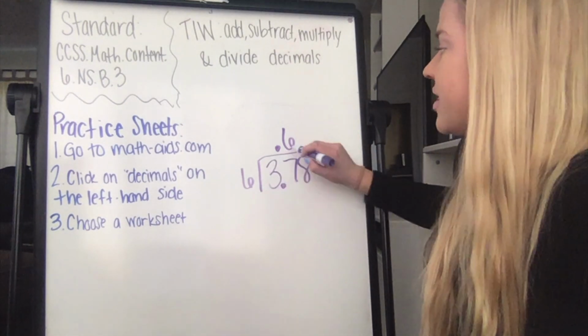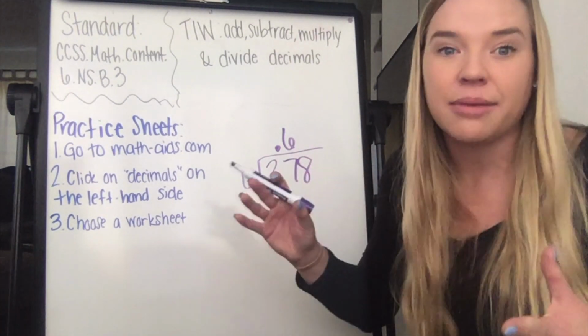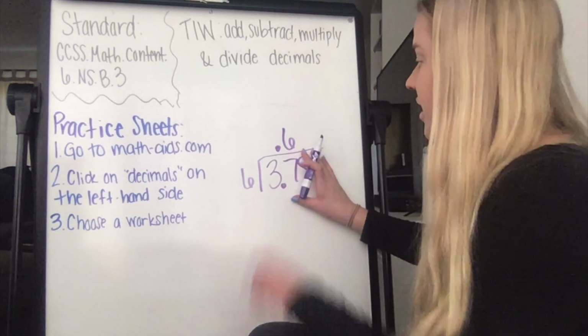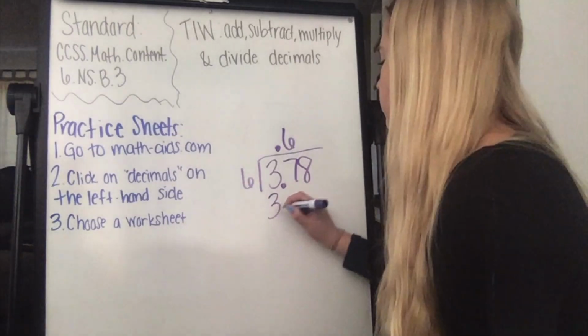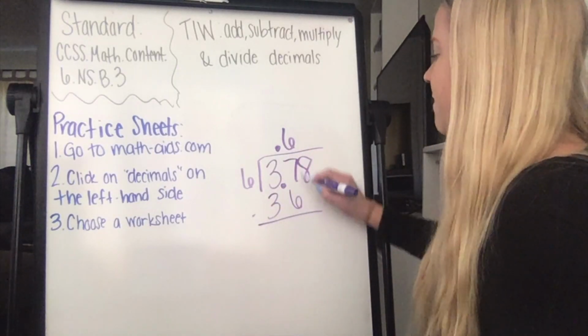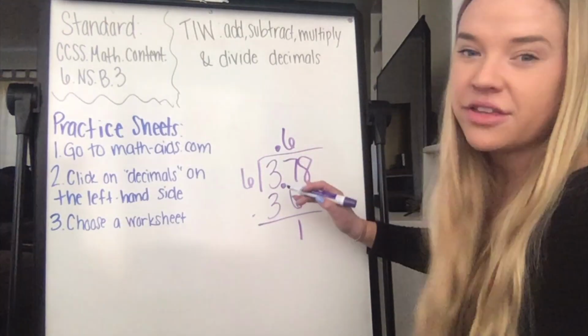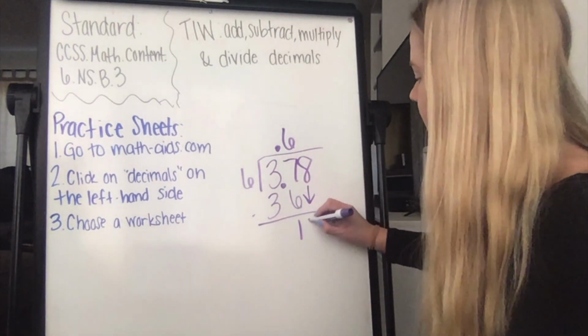And I want to make sure that I'm putting that 6 above the second or the last number that I looked at. So I was looking at 37. This would be where I would have to go up from. So 6 times 6 is 36. 7 minus 6 is 1. 3 minus 3 is nothing, so I'm not even going to worry about that. And then I'm going to bring down my next number.